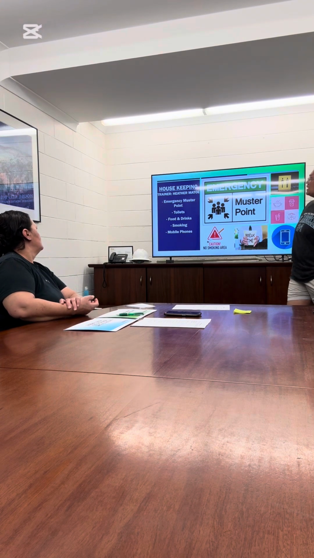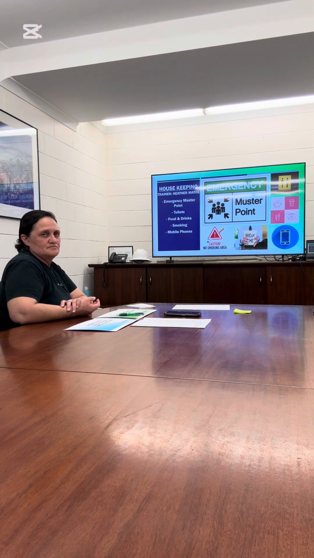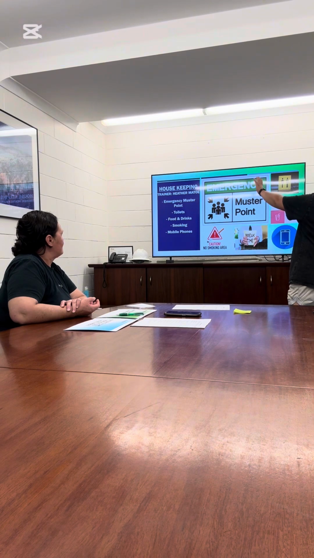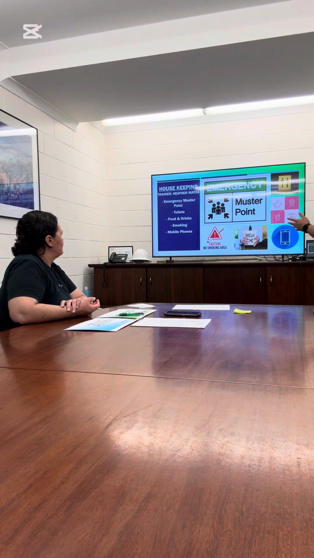So, housekeeping. Again, my name is Heather Martoy. The emergency muster point: if you go up the store here, you go to the front of the gate. To the right of that gate is our muster point. Toilets are down this hallway to the right. In terms of food and drinks, we do have a lunch bar just down the road. Smoking is outside, just outside there to your left.